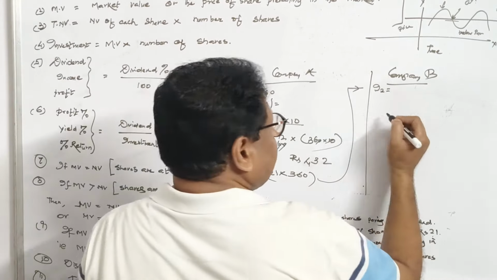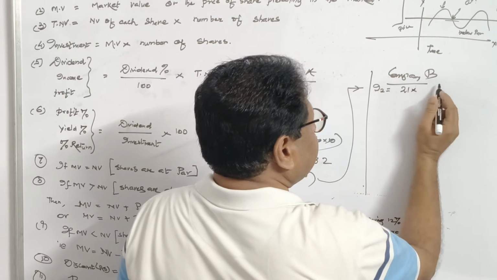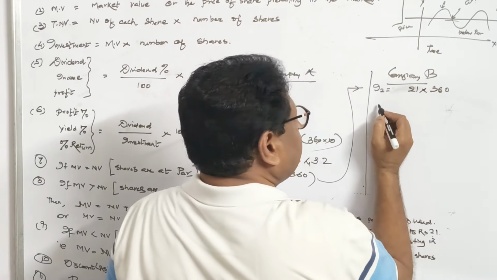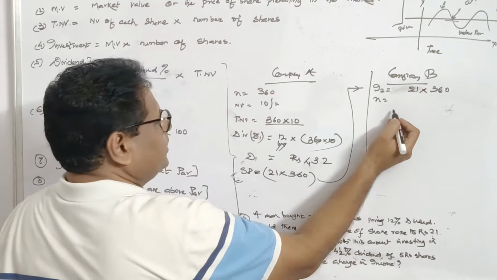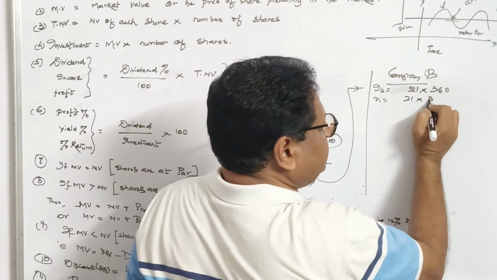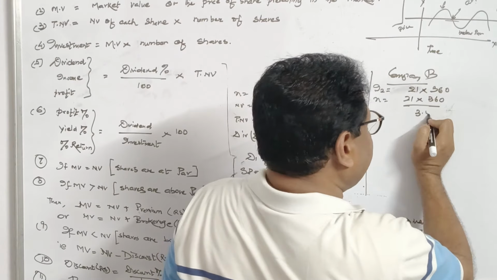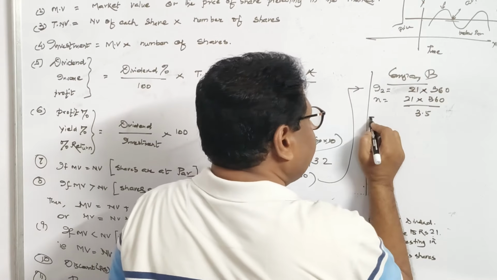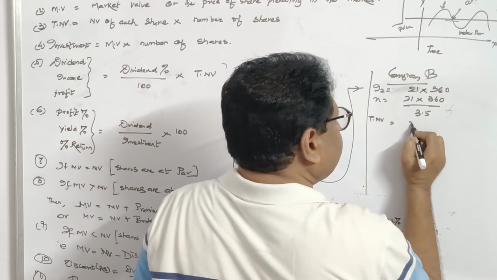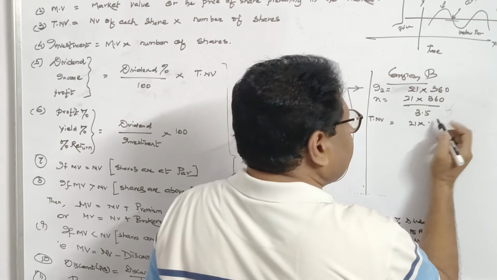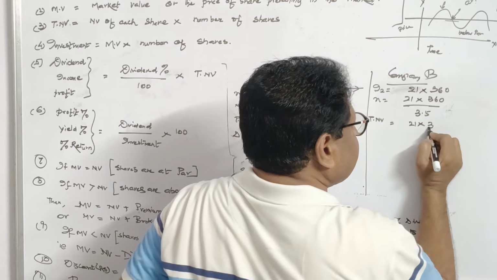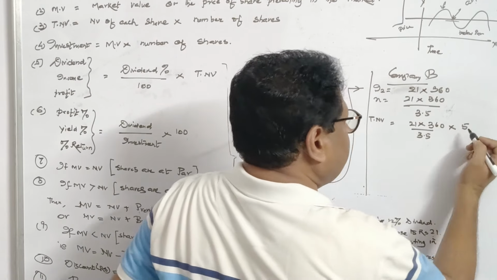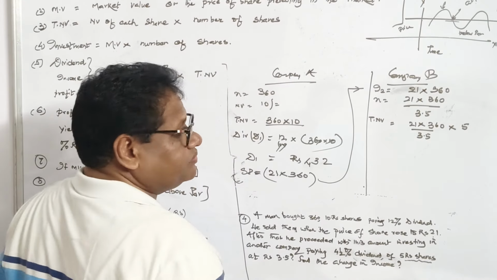Now the second investment is 21 rupees into 360. The number of shares of the second company will be the investment divided by the market value, right? Since this is not asked, if it is asked, you can calculate this figure. Then the total nominal value equals the nominal value of each share into the number of shares. Multiply the number of shares by 5, because 5 rupees is the nominal value of the second company.